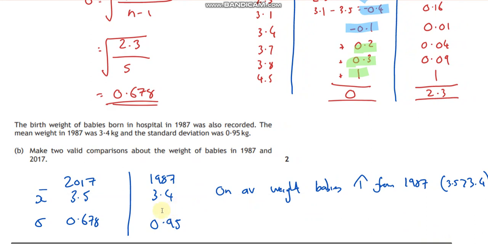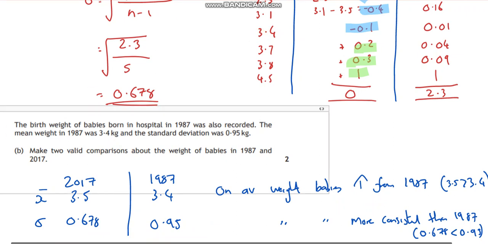And what about the standard deviation? Well, the standard deviation's gone down. So that means that, you have to say on average this time, the weight of the babies is more consistent than 1987, as 0.678 is less than 0.95. So there's the two things you need to think about doing this. It's comparing the averages and comparing the standard deviations.